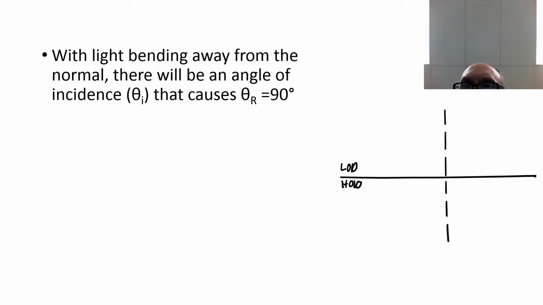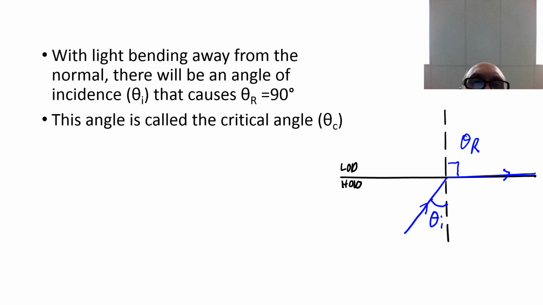and I'm going to draw in an incident ray in blue, and so I'm going to draw an incident ray like that. My theta i is there, and there will be some value for every scenario like this where theta i causes that ray to go right along the surface. So there's my theta r, and it happens to be a right angle or 90 degrees. So that happens at one very specific angle that is unique to that pair of substances for low and high optical density. So whenever that happens, that is called the critical angle.